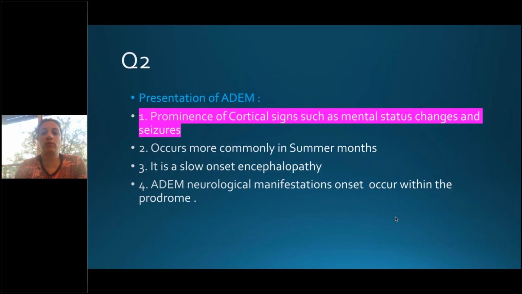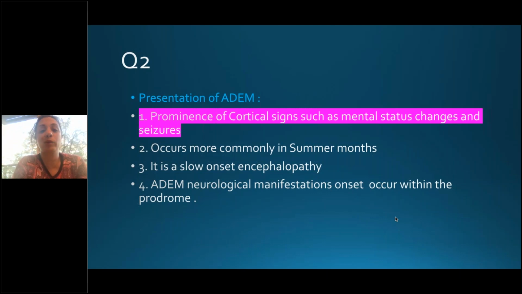Yes, so it is prominence of cortical signs such as mental status changes and seizures. The main thing of acute disseminated encephalomyelitis is that you have an acute encephalopathy. It's a rapid onset acute encephalopathy that is not related, as I said, just to the fever or post-ictal state. It's more common in the winter. And I didn't discuss point 4, so that was a trick question.